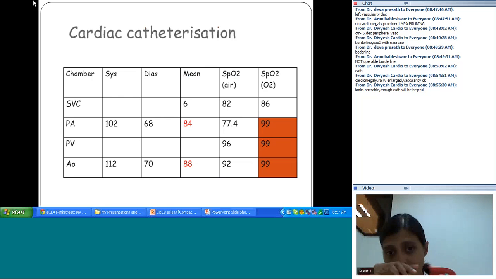Baseline aortic saturation is 92%, which is not fantastic, but okay. But remember, he was in the lab, he's a 6-year-old, he had some sedation, he has some lung pathology, so perhaps related to that. So if you look at the baseline data, what do you find strange about it? Which perhaps you don't expect.